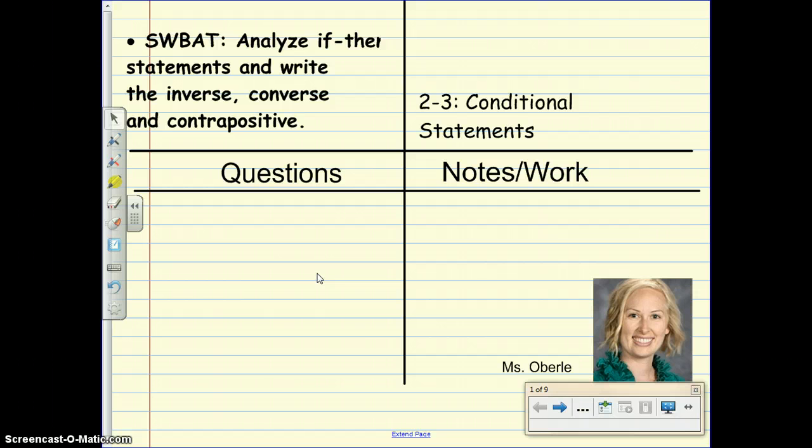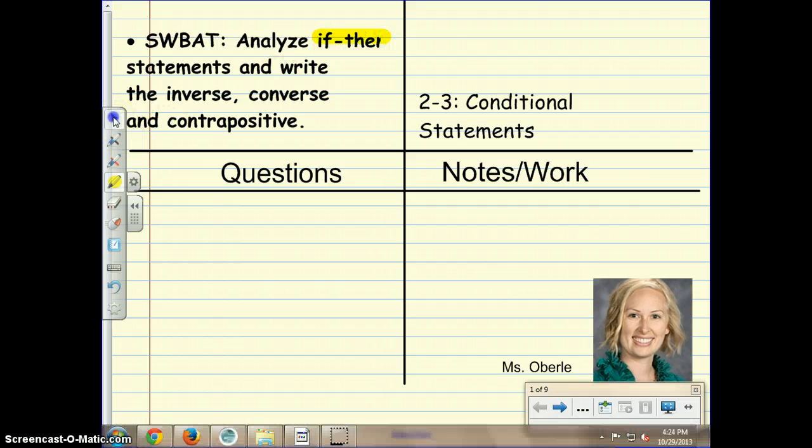Today, by the end of this lesson, you will be able to analyze if-then statements and write the inverse, converse, and contrapositive. This idea of if-then statements is huge to geometry, so make sure you feel very confident about that. That's going to come up throughout the entire year.